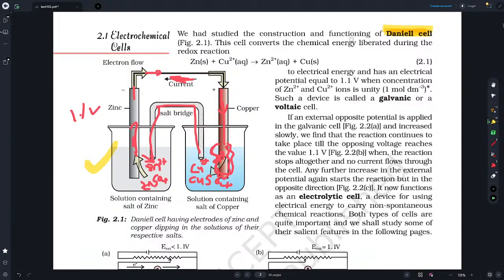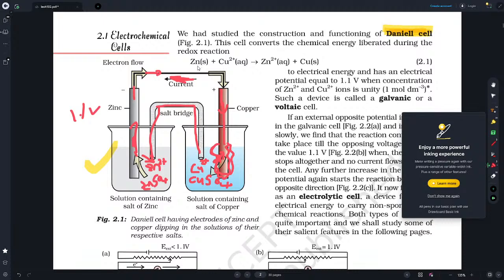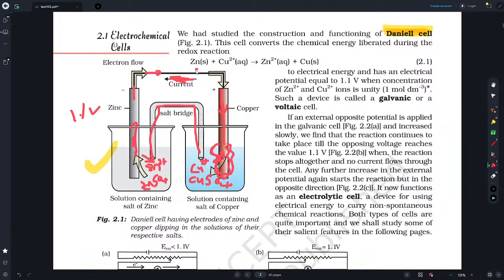This cell converts the chemical energy liberated during the redox reaction. Here zinc is going from 0 to 2+ oxidation state, it is getting oxidized, whereas copper going from 2+ to 0, it is getting reduced. This is a redox reaction. This cell converts the chemical energy liberated during the redox reaction to electrical energy and has an electrical potential equivalent to 1.1 volt.